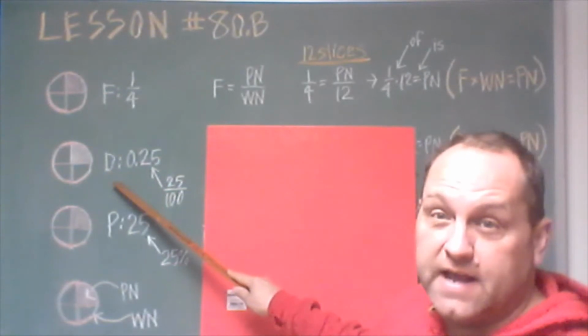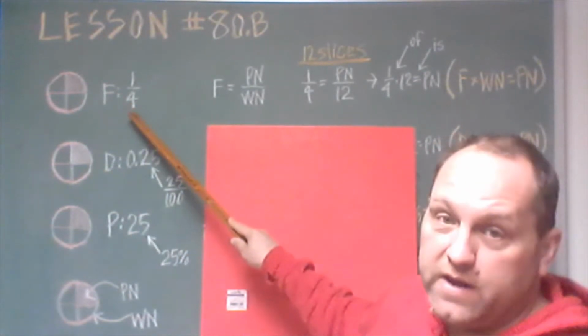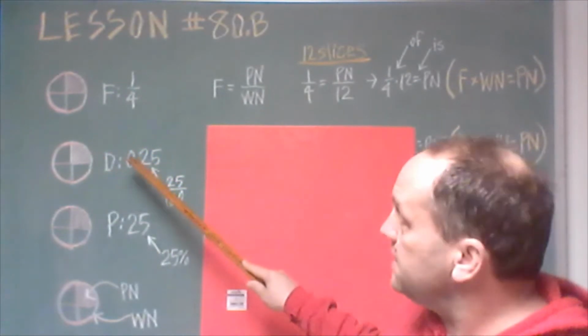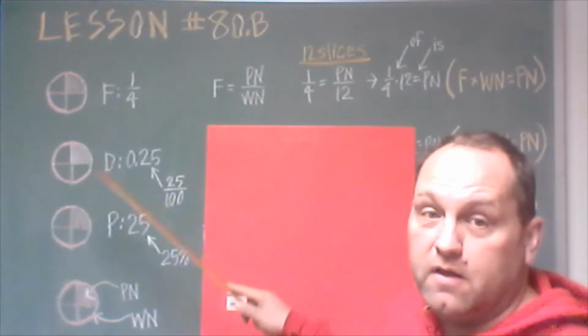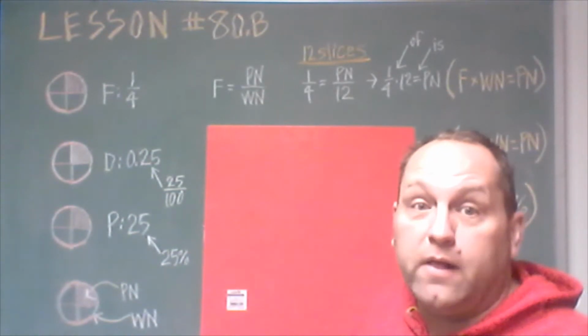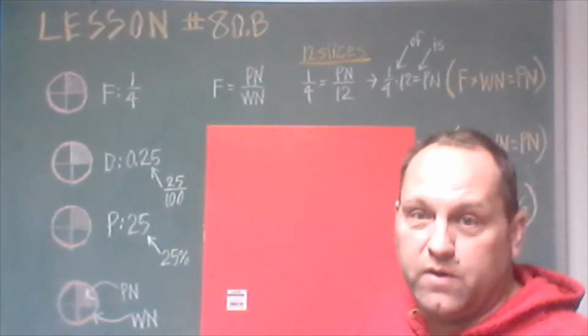We can express it as a decimal. We know if we take 1 divided by 4 on our calculator and hit the equal sign, it's going to give us 0.25. Well, if I say I'm going to give you 0.25 pizzas, you might be like, well, that's great, but what does that really mean?